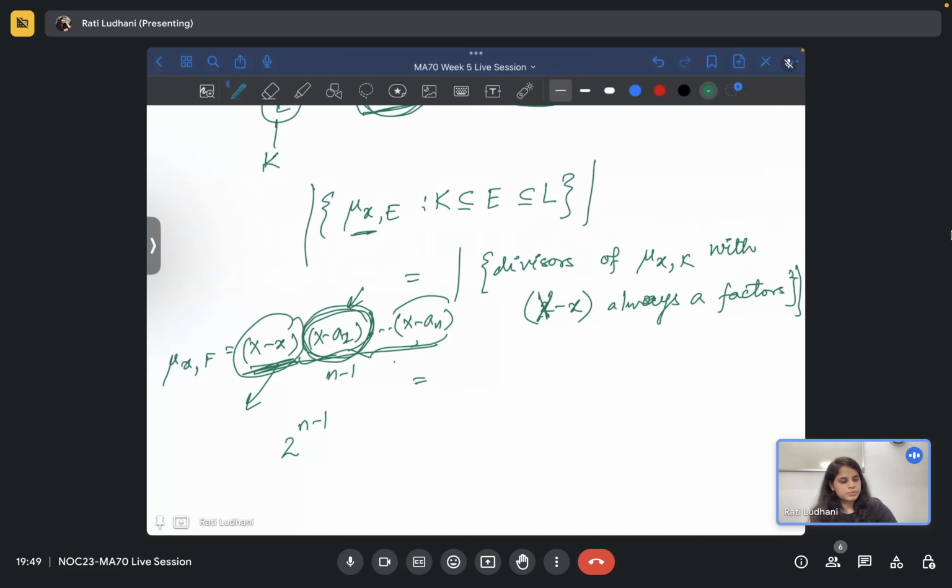Similarly you have options, so the number of divisors you have to find is 2 into 2 into, up to, and so on, 2. And how many are there? So n minus 1.